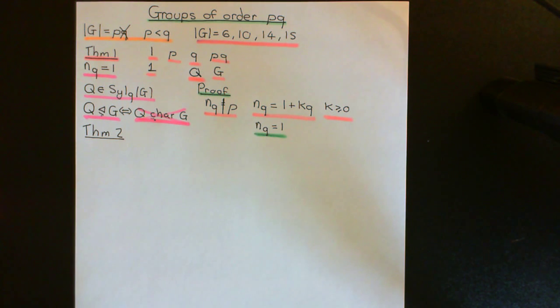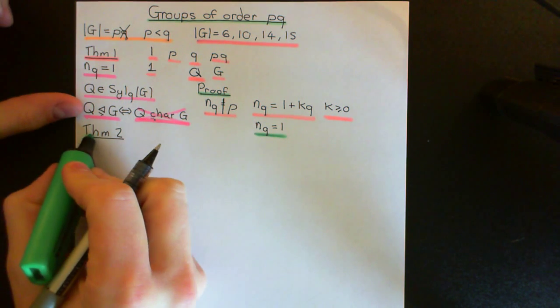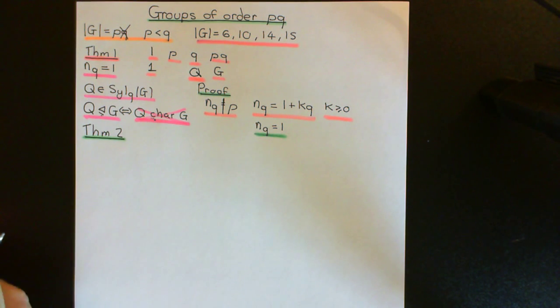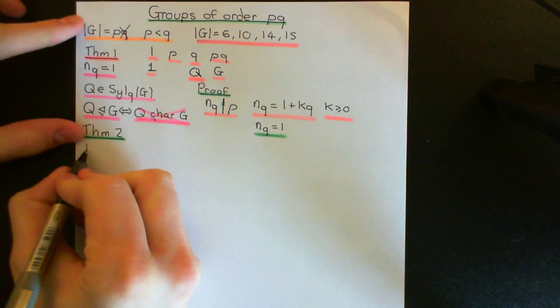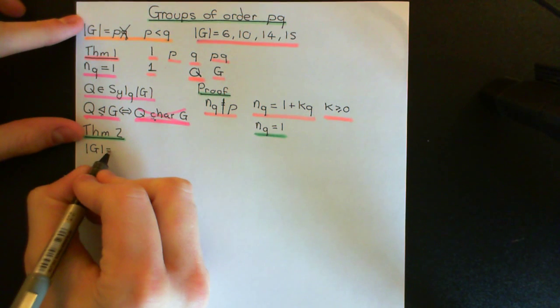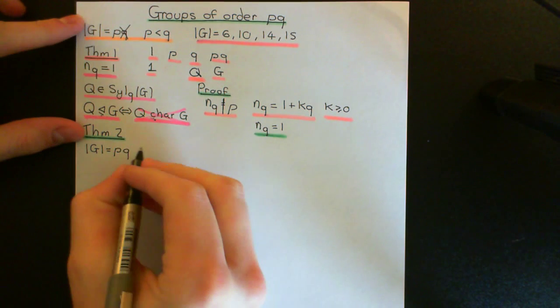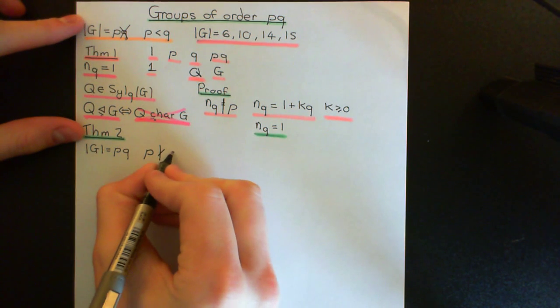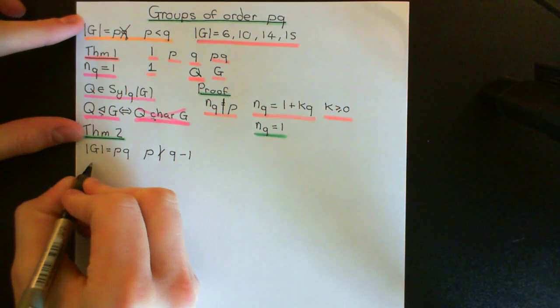I will probably make another video down the line on groups of order PQ where we will finish this job and do it where this additional constraint isn't there, but right now all we can do is with this additional constraint. So now, Theorem 2: we're going to limit our attention to groups of order PQ where there is an additional constraint. Our group is still going to have order PQ, but now we're going to insist that P, the smaller prime, does not divide the larger prime minus 1.